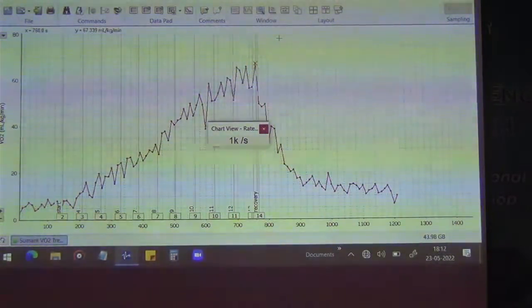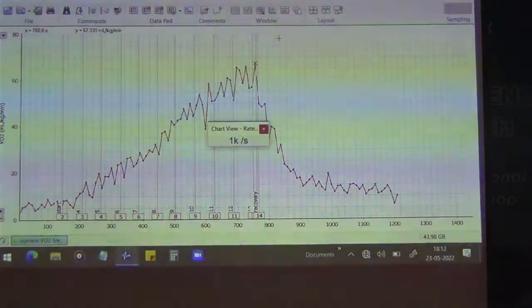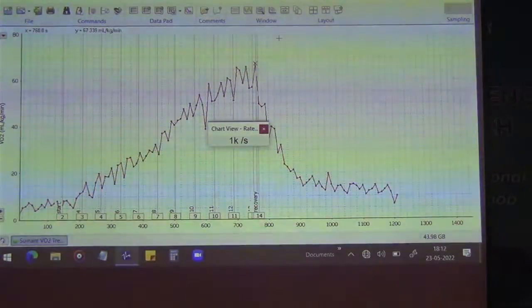So this is the ideal standard cylinder for gas calibration purposes. As I told, there are 3 areas of calibration. One is volume, second is ambient temperature, air temperature, and third is gas. So these 3 you put in.